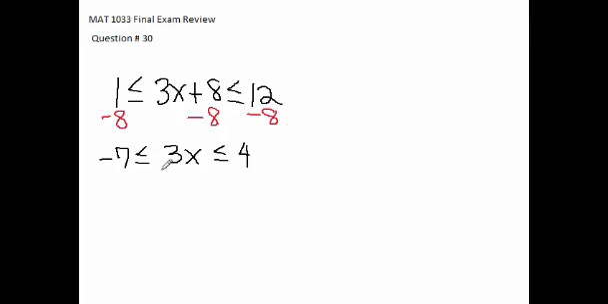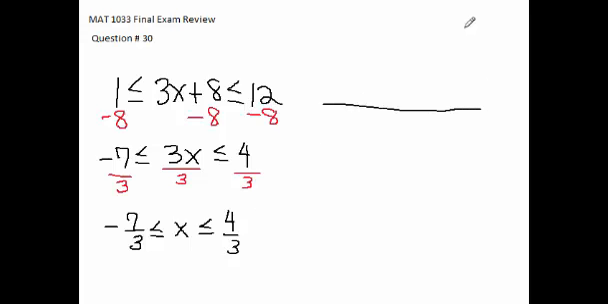Remember, we want 1x, so the next step will be to divide by 3, all three parts. And we end up with negative 7/3 is less than or equal to x, which is less than or equal to 4/3. We are to show this on a number line, so we want to graph on a number line.